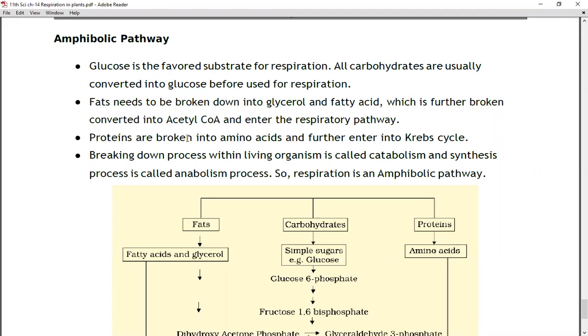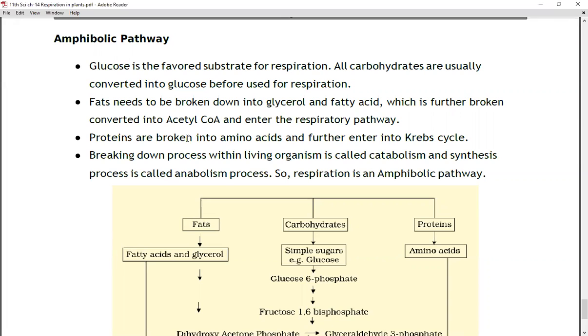So again, with fats also, upon the breakdown, they are converted into glycerol and fatty acids, and this glycerol and fatty acids are going to be converted into the acetyl CoA. This acetyl CoA enters inside the Krebs cycle, which is a respiratory pathway. So none other, they are entering into the respiration, right?